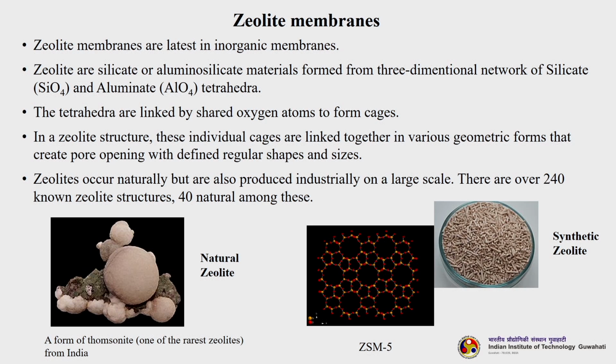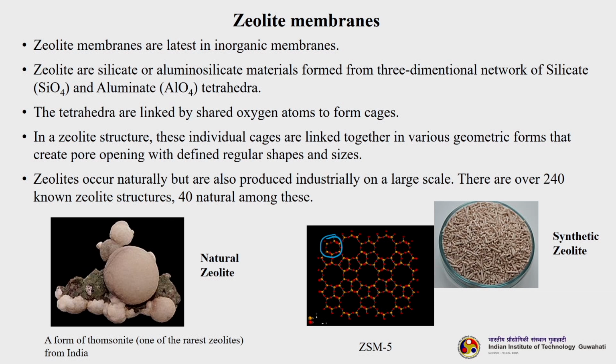So, zeolites, what are zeolites? They are silicate or aluminosilicate materials formed from a 3-dimensional network of silicate and aluminate tetrahedra. And these tetrahedra are linked by oxygen atoms to form the cages. You can see how a particular cage looks. In a zeolite structure, these individual cages are linked together in various geometries that form the pores, with defined regular shapes and sizes.